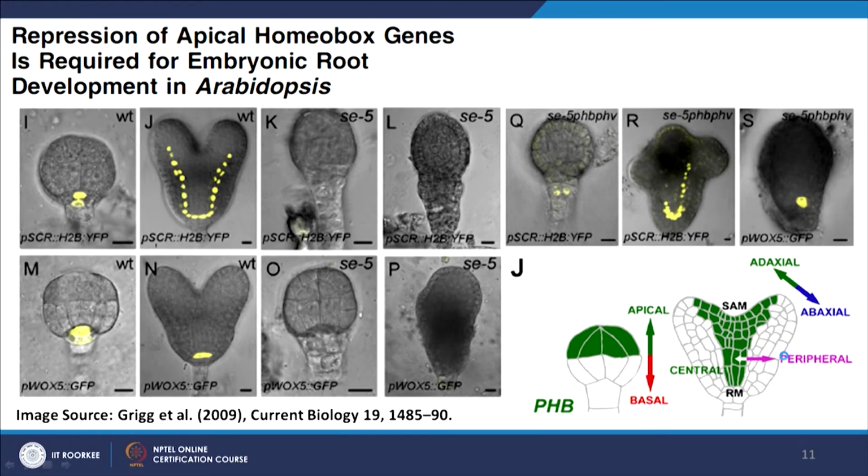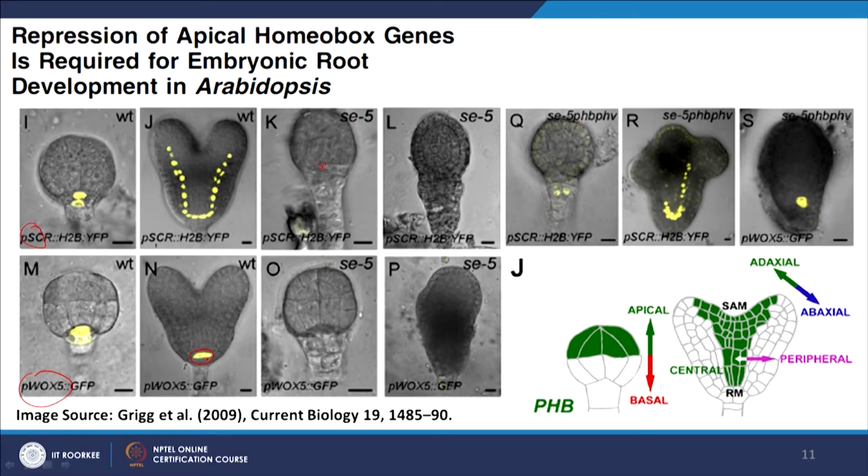As you can see through the markers, this is a SCARECROW marker. SCARECROW, as you have just seen, is expressed in the QC as well as the endodermis and initials. This is VOX5. We will talk more in detail in the next slides, but here just note that VOX5 is another Homeobox protein, which is expressed very specifically in the QC cells. But what happens in the serrate mutant? Both the markers lose their expression pattern, which means that there is no proper QC identity, no proper stem cell niche organization and positioning.